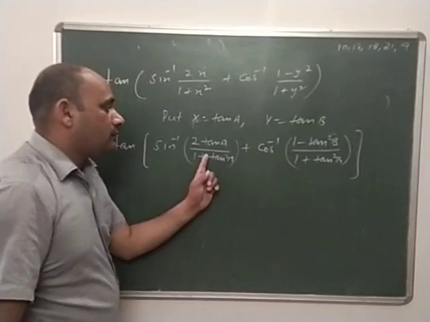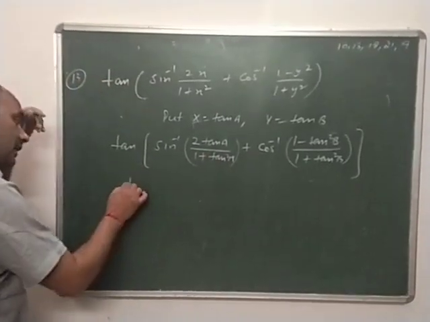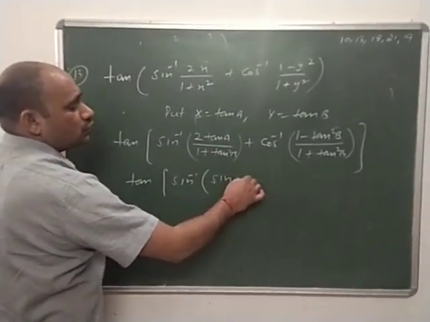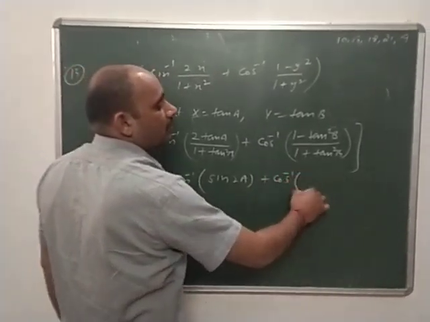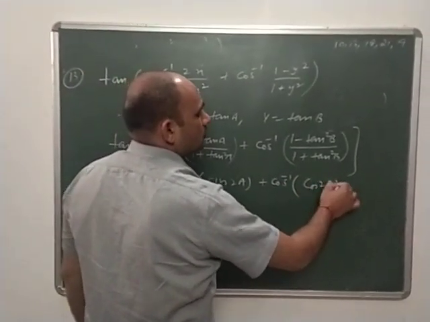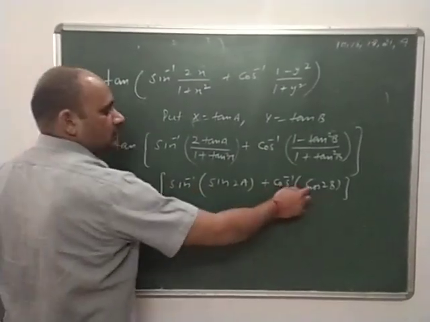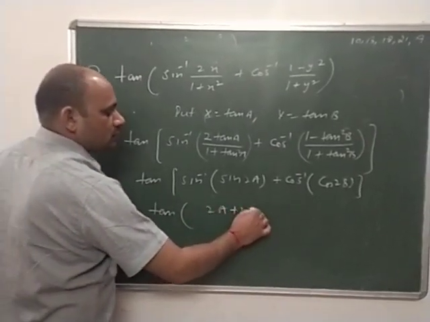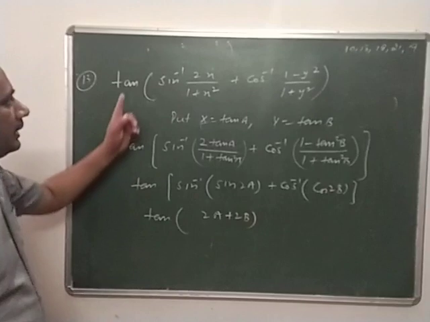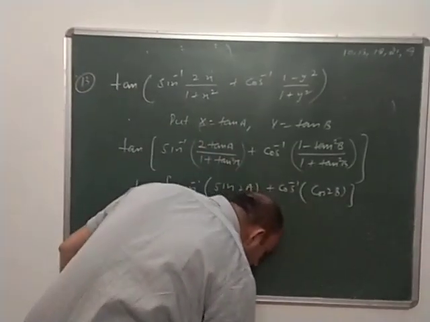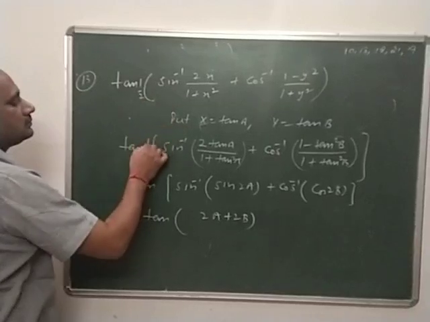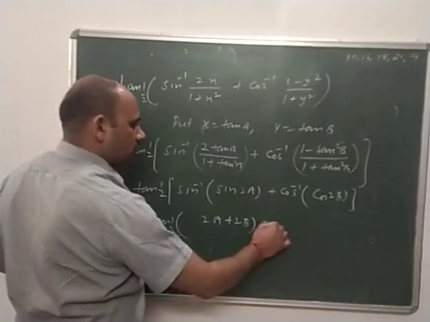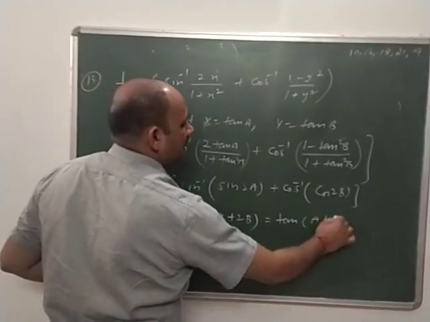Now you know the property of 2 tan A by 1 plus tan square A is the property of sin 2A, and similarly the property of cos 2B. Now sine inverse sine cancels, cos inverse cos cancels. Now we have 2A plus 2B. I think half also is there. Yes, 1 by 2 is also here. 2 is common and cancels with 1 by 2. The resultant is tan of A plus B.